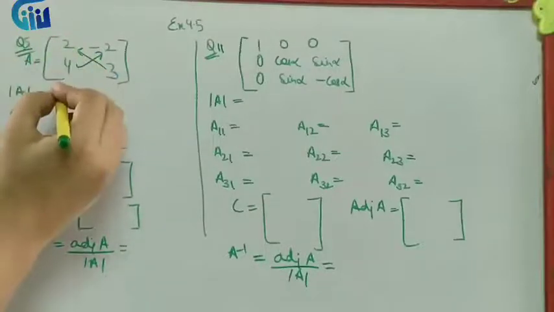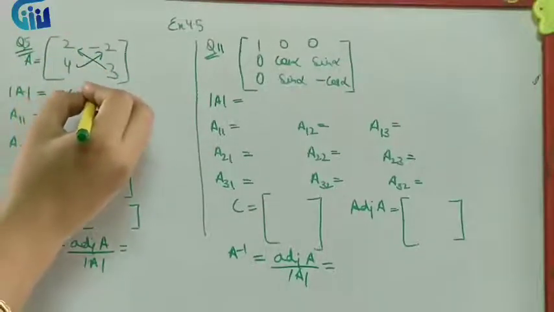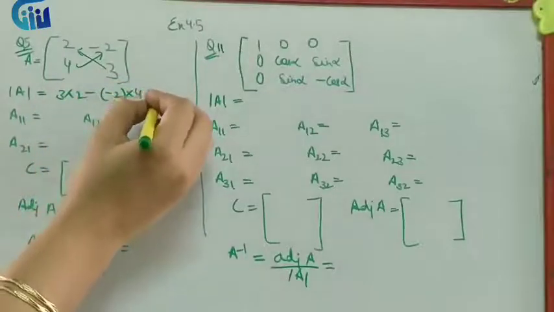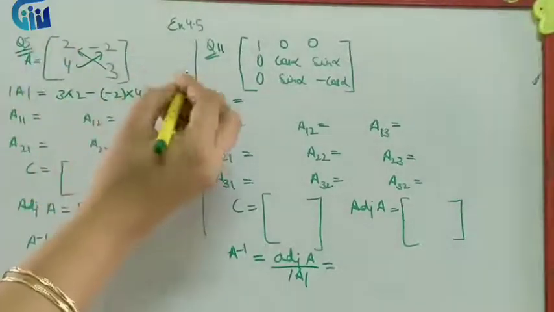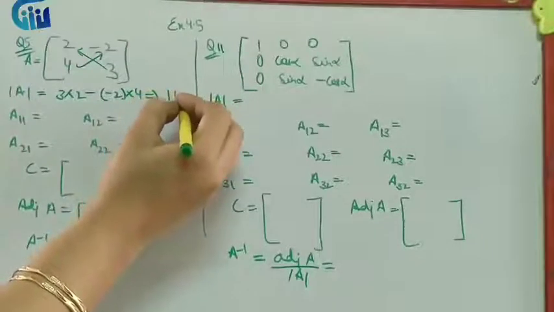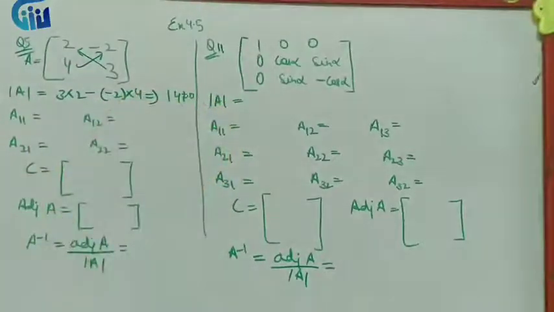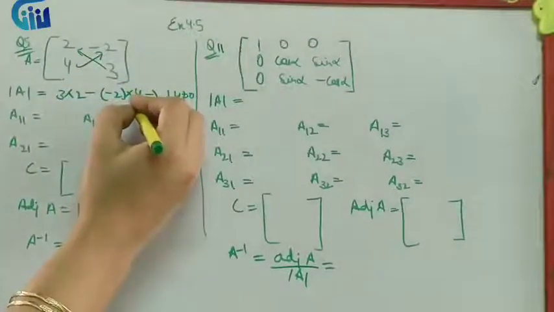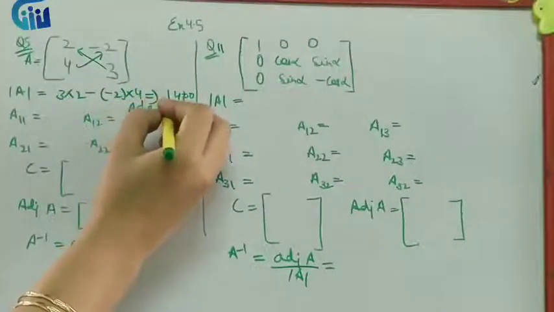So 3 into 2 is 6, minus 2 into 4. So what will I get? 6 plus 8, that is 14, which is non-zero. Hence, A inverse exists. So everybody will write, hence A inverse exists.